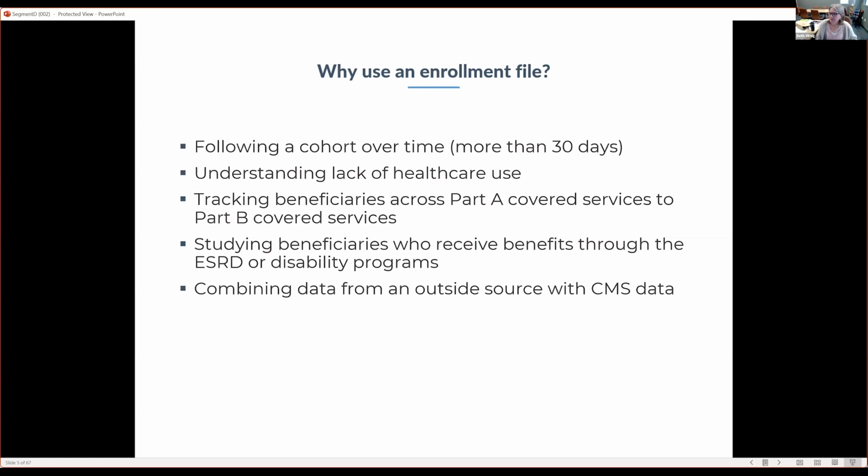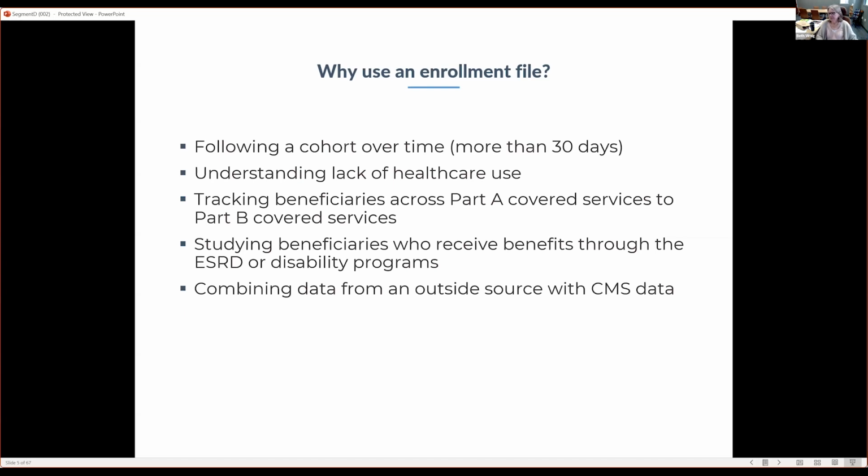The other thing would be if we track beneficiaries across Part A covered services to Part B covered services. As we said, Part A is an entitlement. Part B is an optional insurance. Most people have it, but not everybody. So if we take hospitalized people and we say, I want to know how long it was before they had their first follow-up visit, or how many of them had outpatient physical therapy, we actually want to make sure that everybody who's in our hospital file is eligible to have their physical therapy covered by the Medicare program, which would mean having Part B coverage.